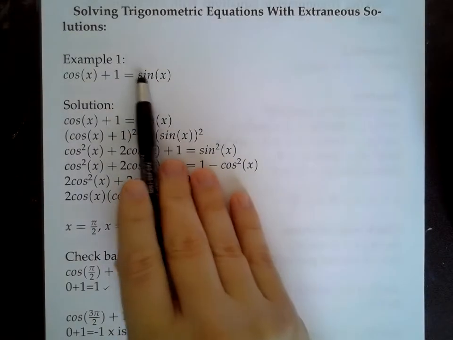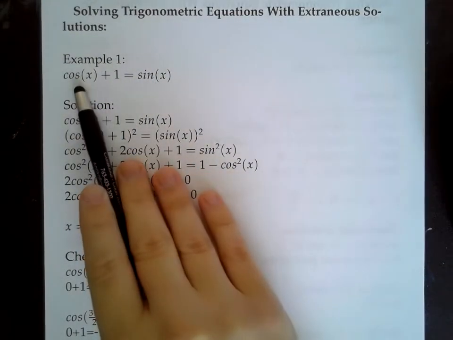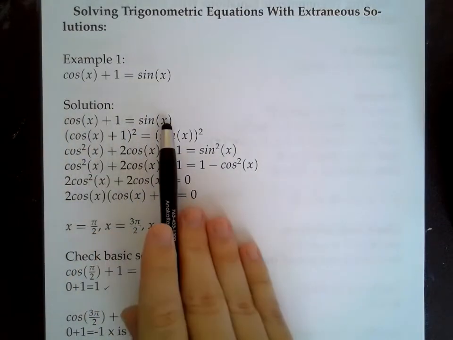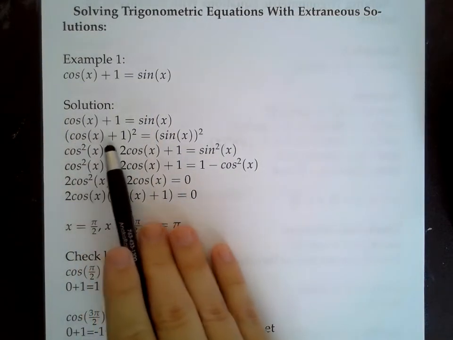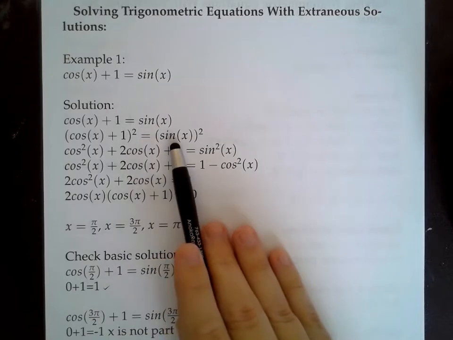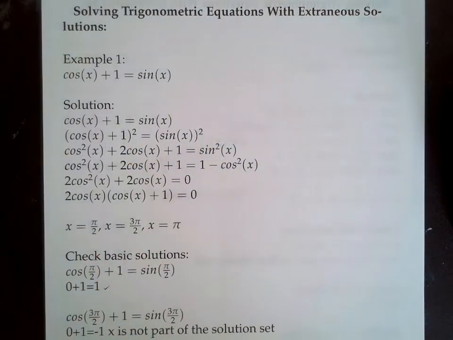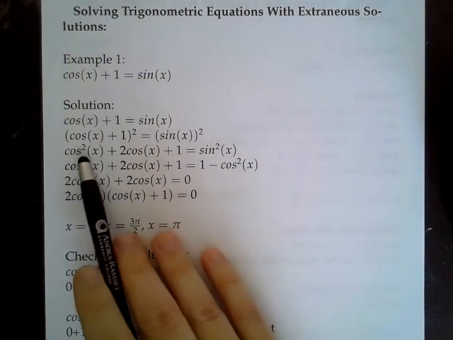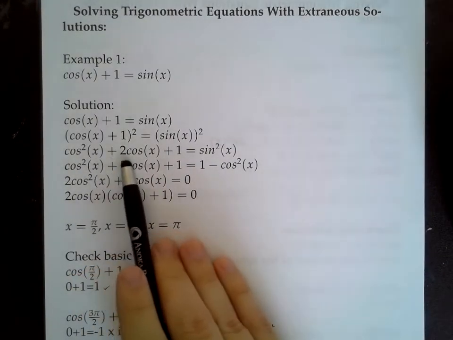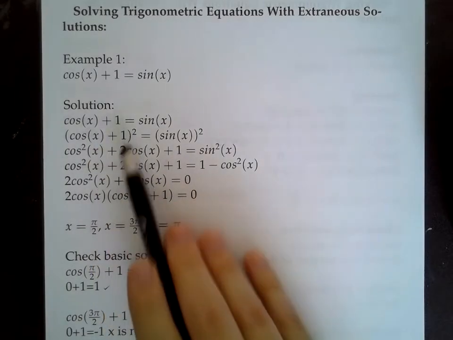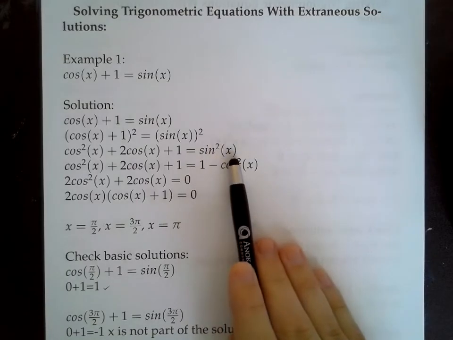Now I know that sine squared and cosine squared have a relationship. So what I'm going to do is square both sides. I'm going to take cosine of x plus 1, squared, is equal to sine of x, squared. Because remember, in algebra, as long as we do it to both sides, we're not going to change the equality. So I'm going to have cosine squared of x plus 2 cosine of x plus 1 on the left-hand side, because that is this foiled out, is equal to sine squared of x.